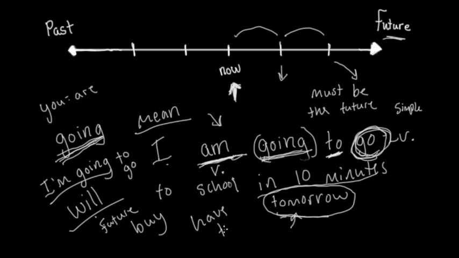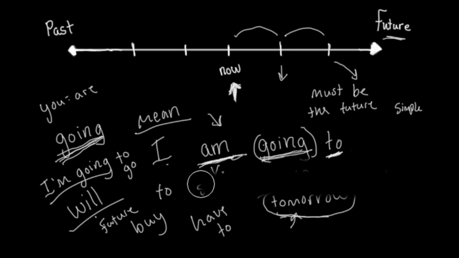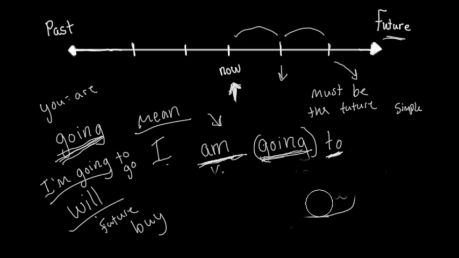Okay? So let's change this. Let's do it like this. Let's change our verb. Let's use buy. I'm going to buy. This is also correct. This is also the future. It's also not now. Okay? I'm going to buy vegetables.